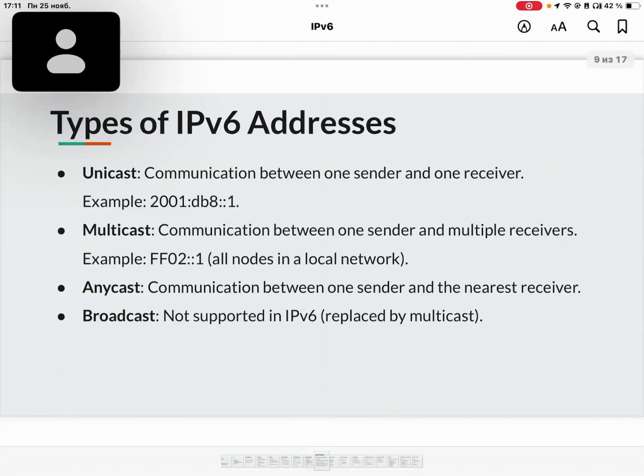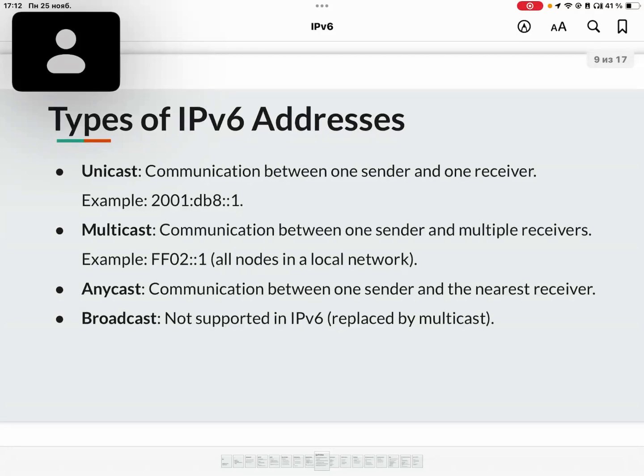So we will discuss the types of addresses in IPv6. IPv6 uses 3 main types of addresses. First one is unicast. It's one-to-one communication. Example uses 2001:DB1. So it means that between the 8 and the 1 we have all zeros. Multicast, one-to-many communication. Example here FF02, all nodes in the local network. And we have multiple receivers on the other side. So we can use FF20 here. And between the 2 and the 1, it's all 0.